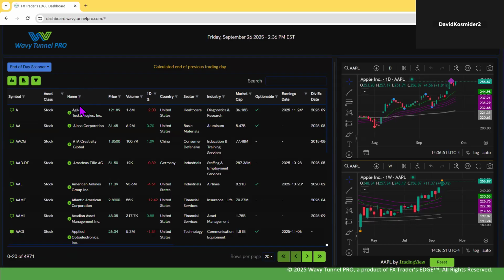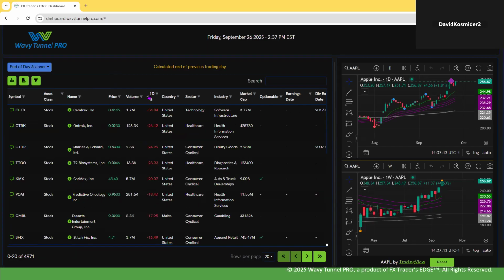Okay. And then this is the name and this is the price. One thing that you can do with price, if you just want to see all of the stocks or instruments that are greater than, if you're doing stocks greater than $25 or greater than $50, you can do that. You can sort by that. Volume the same.